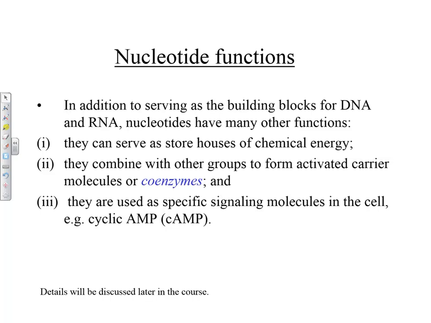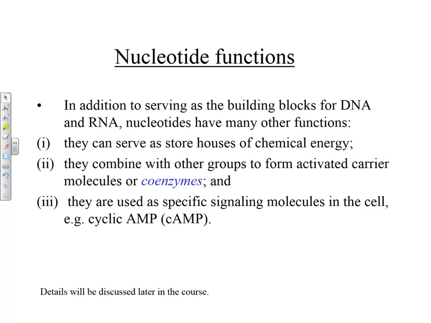And nucleotides are also used as specific signaling molecules in the cell. The example of that is cyclic AMP. I talked about triphosphates: ATP, adenosine triphosphate. If you have an A and then three phosphate groups attached, that's an ATP, a high energy molecule. The next lower energy molecule is ADP, or adenosine diphosphate, where there are only two phosphate groups attached. If you go down even further in energy, you have a nucleotide with only one phosphate group attached, called a monophosphate. So AMP is adenosine monophosphate.